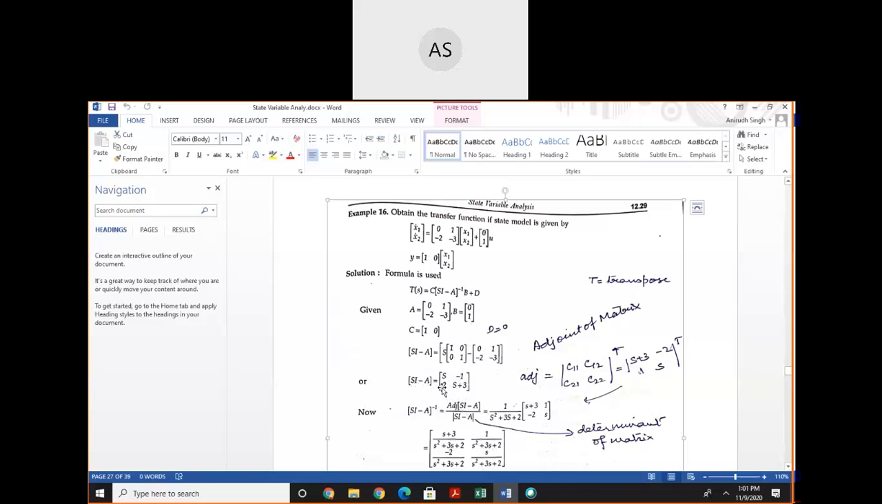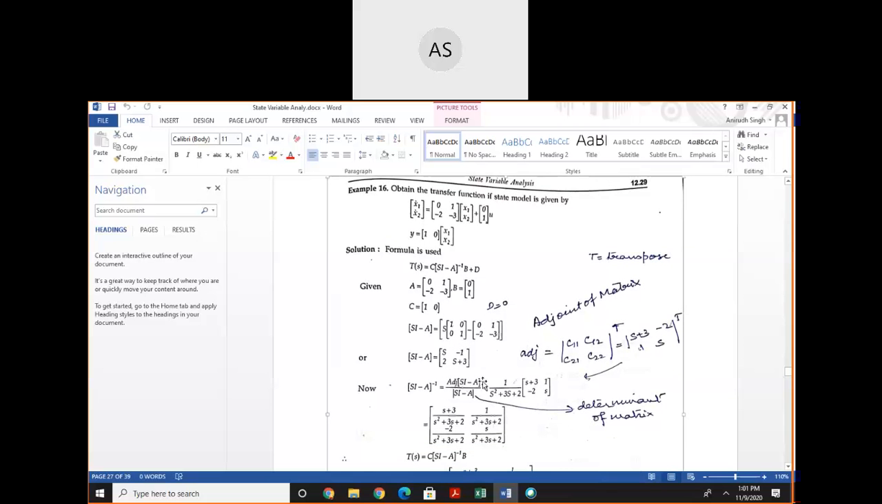SI minus A, and if we solve this, we get the value of SI minus A. Then for the inverse of SI minus A, first calculate the adjoint of SI minus A. The adjoint of SI minus A is given by C11, C12, C21 and C22, the transpose of the cofactors matrix. So first is C11, which means this and this, S plus 3.